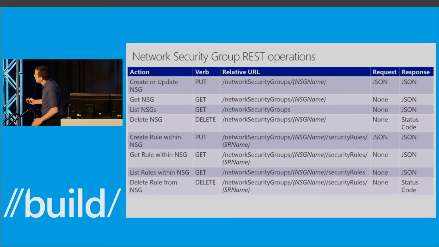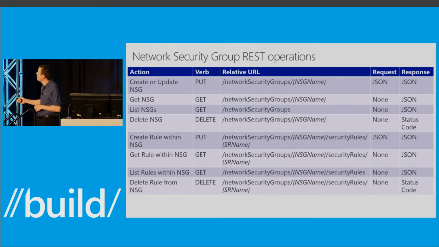So, REST operations that are supported, again, just using this example. For network security groups, we support creating or updating through PUT. We support getting through GET, obviously, listing through GET as well, and then deleting through DELETE. The relative URLs, these are all relative to the management.azure.com. And these are for PUT. Oh, sorry, we put the NSG name into the URI that we're putting to, excuse me. And for GET, same thing.